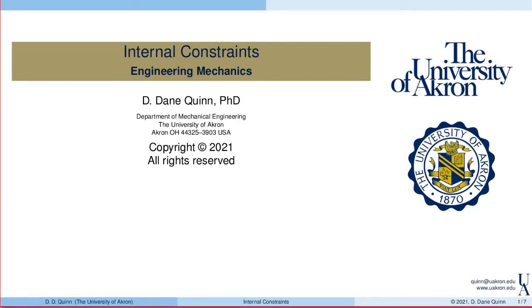Internal constraints can represent the connections between objects. So examples would be, say, welds and rigid connections, or possibly pin connections. And today I'd like to do a video lecture that really addresses this. I'm Dane Quinn from the University of Akron, and this is my series of video lectures for engineering mechanics.